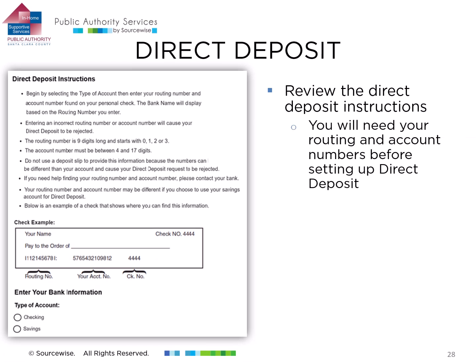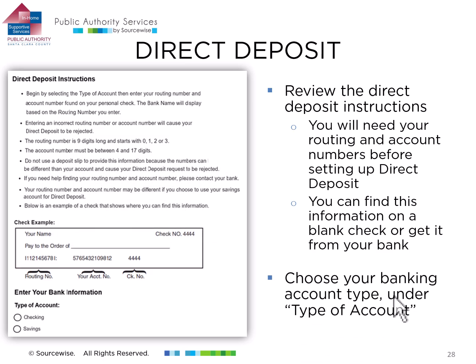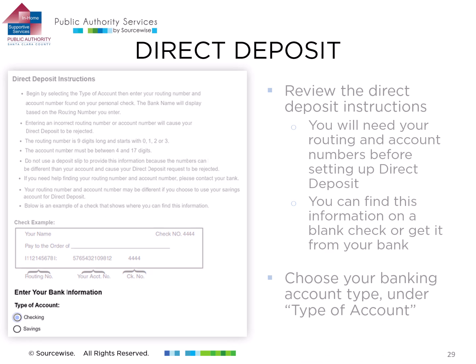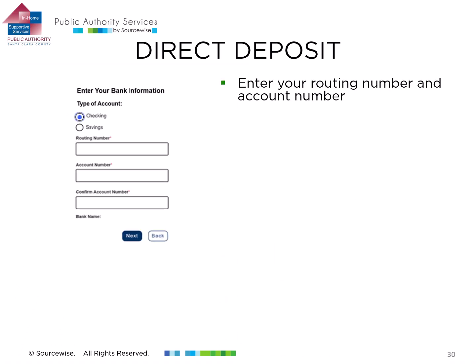You will need to have your bank routing number and account number before you can set up direct deposit. You can find these numbers on a blank check, or you can get them from your bank. Choose the account type by clicking the circle next to Checking or Savings. Enter your routing number and account numbers in the blank boxes.